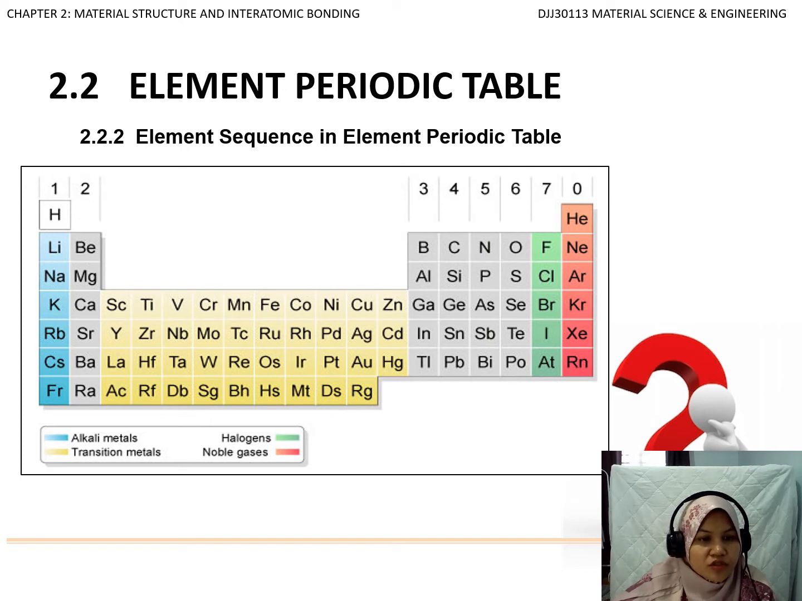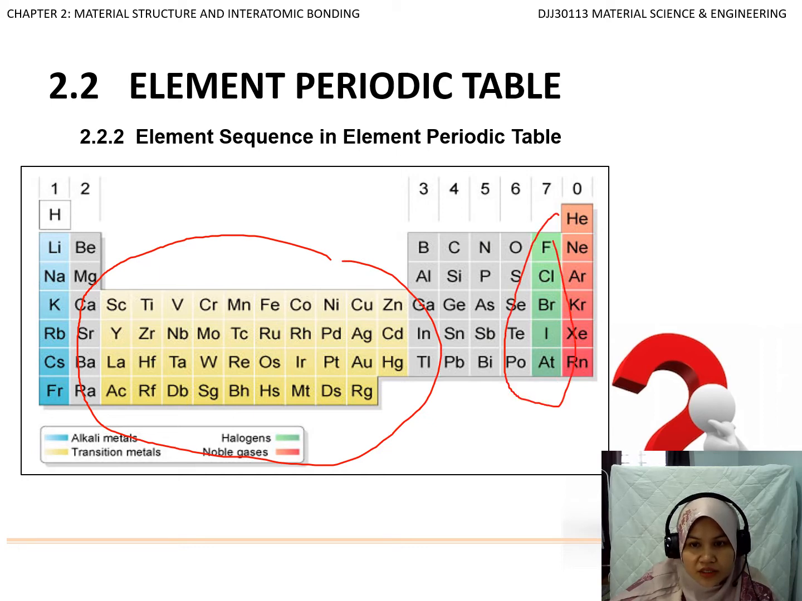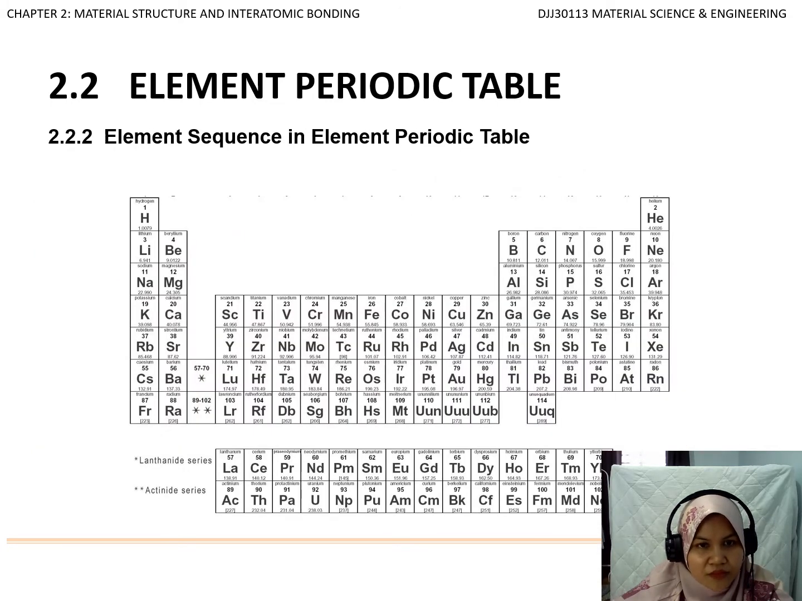So this is masih lagi dalam jadual berkala tadi. So yang biru ni adalah alkali metals. The yellow one is the transition metals. This is transition metals. This is halogen. This is noble gases. Element sequence in element predictable.